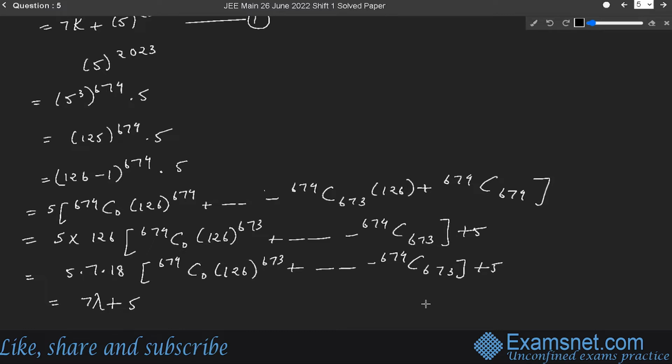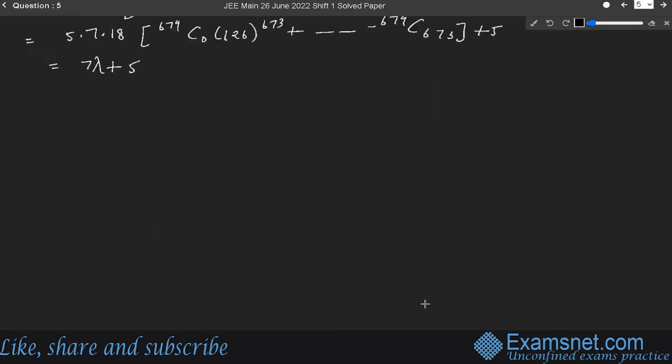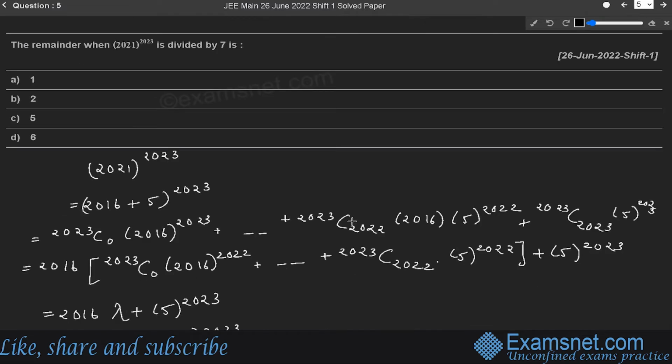Now replacing 5 power 2023 in the equation, we get 2021 power 2023 is equal to 7k plus 7 lambda plus 5. So this will be equal to 7 times (k plus lambda) plus 5. Now you can see that the remainder which is here is 5. Hence we can say that the correct answer for this question is option number C, which is 5 here.